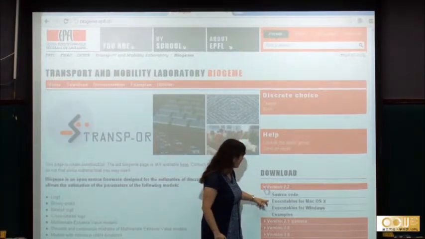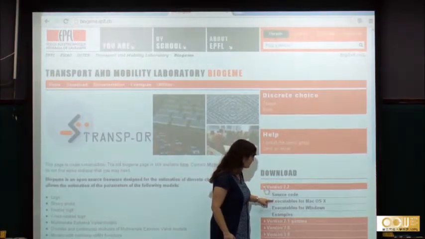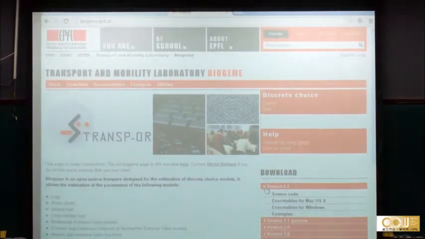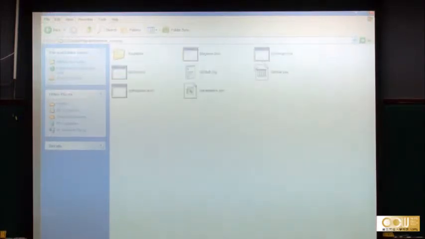So he has an executable command for Windows, and an example. What I did yesterday, I downloaded BIOGEME, the version for Windows. It works, it's very easy.